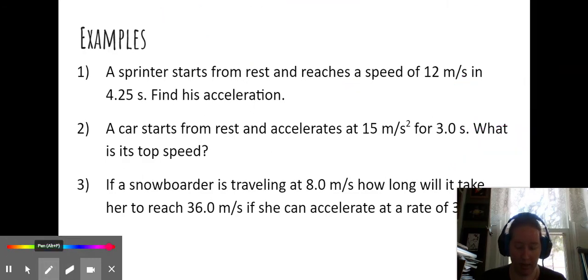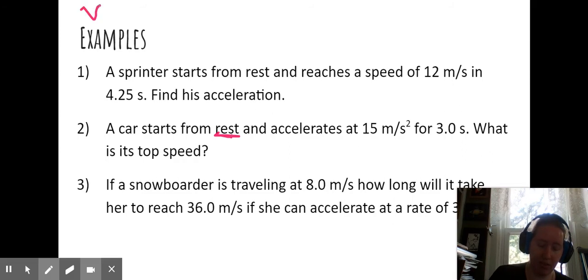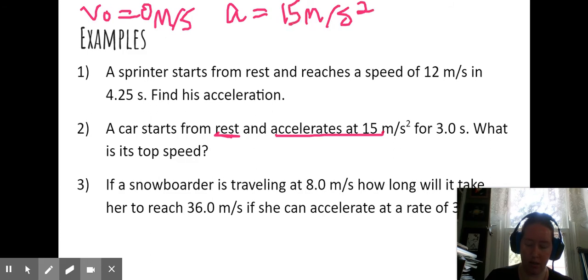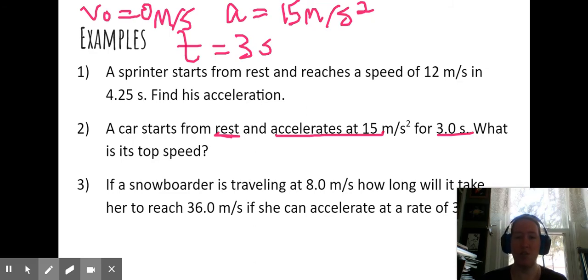All right, so I think we'll do number 2. A car starts from rest and accelerates at 15 meters per second squared for 3 seconds. What is its top speed? So it starts from rest, which means our initial velocity is 0 meters per second. And we have an acceleration. It accelerates at 15 meters per second squared. And we've got 3 seconds, so that's our time. Notice I'm underlining here. Sometimes it's helpful to underline stuff in the question to help you find the answer. And we're looking for its top speed, so we're looking for V sub F. We don't know what it is.